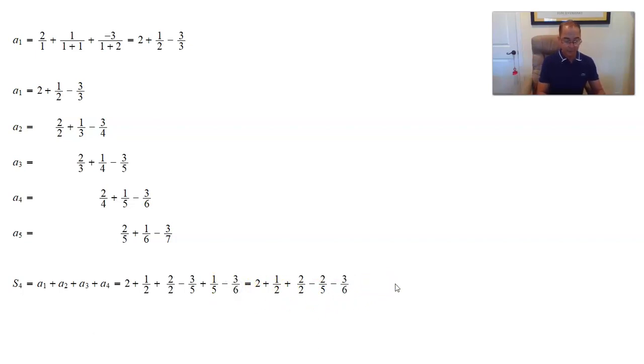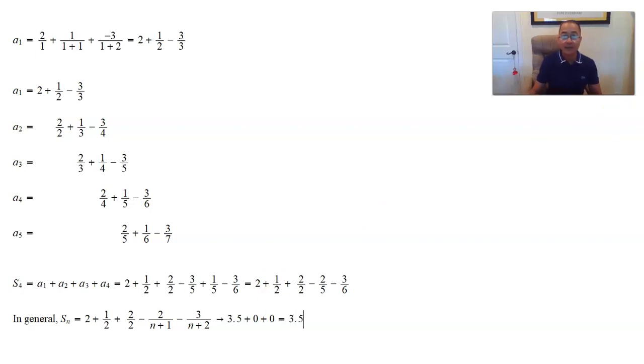Okay, so in general, what's going to happen to Sn? The first three terms will always survive, but let's look at the pattern. When you have S4, these are 5 and 6. So what's reasonable? When you have Sn, this will be n plus 1, and this will be n plus 2. As n goes to infinity, 2 over n plus 1 goes to 0, 3 over n plus 2 also goes to 0. So the limit of this sequence of partial sums is going to be 2 plus 1 half plus 1, so that's 3.5. 3.5 plus 0 plus 0, which is of course just 3.5.